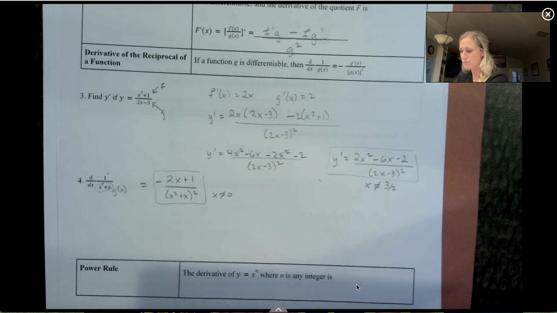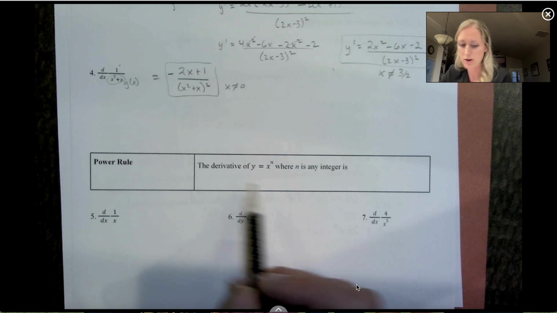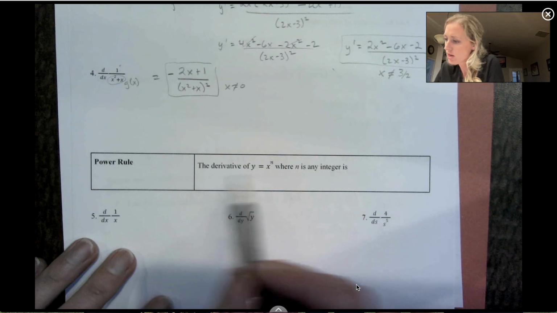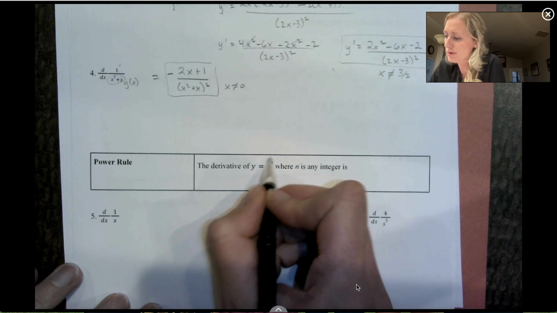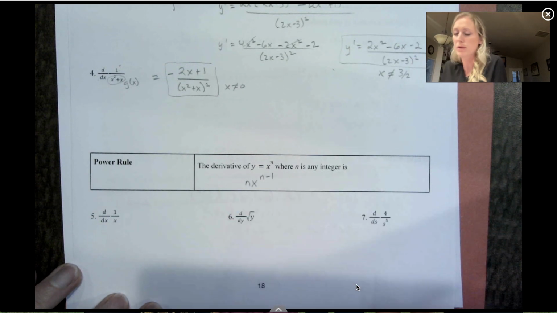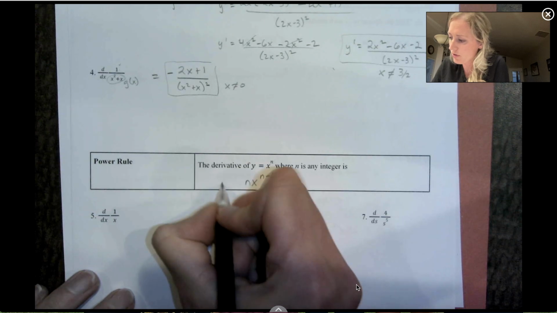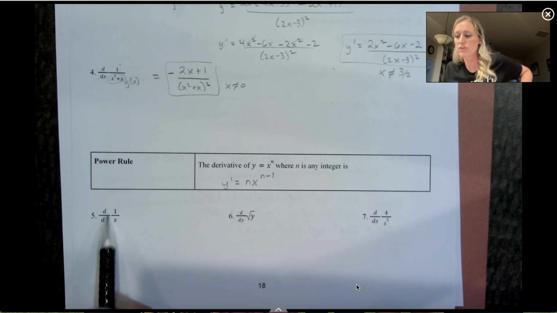Okay. All right. Power rule. We've already learned this. I'm just going to show it to you. We haven't done it with any integer or fraction exponents, but it still works for those. So just remember that the derivative of anything to a power, we bring that power down, and then the exponent decreases by 1, okay? I'm going to write that as y prime.